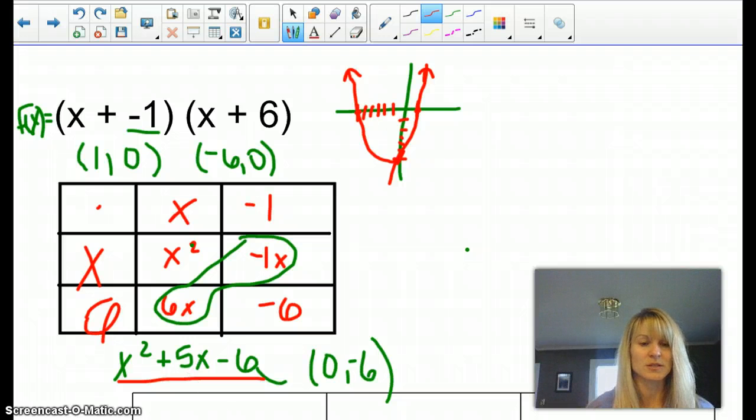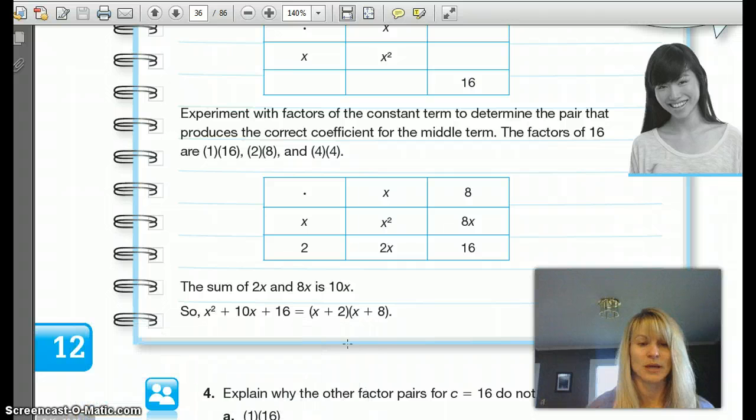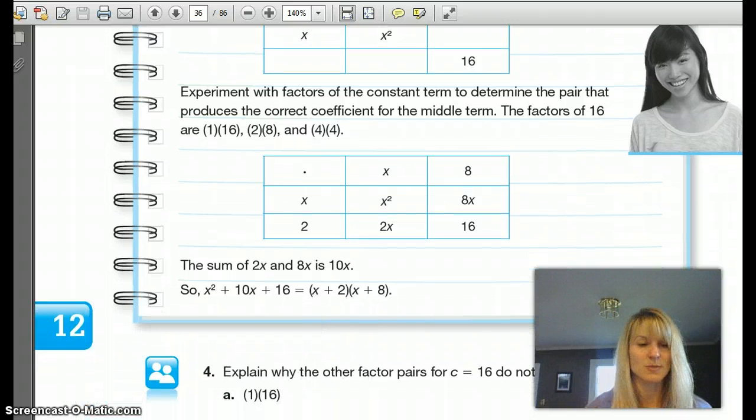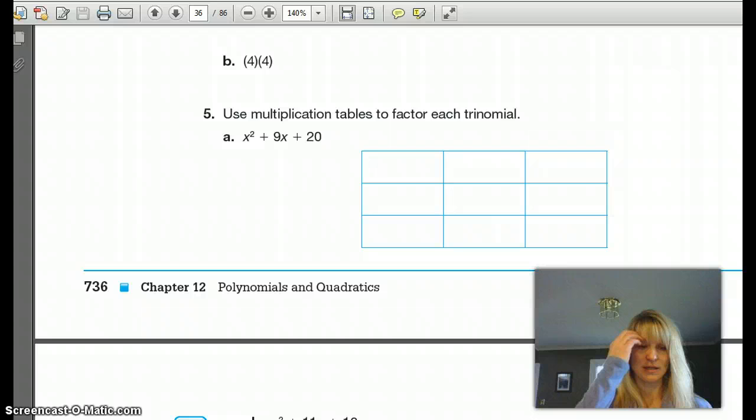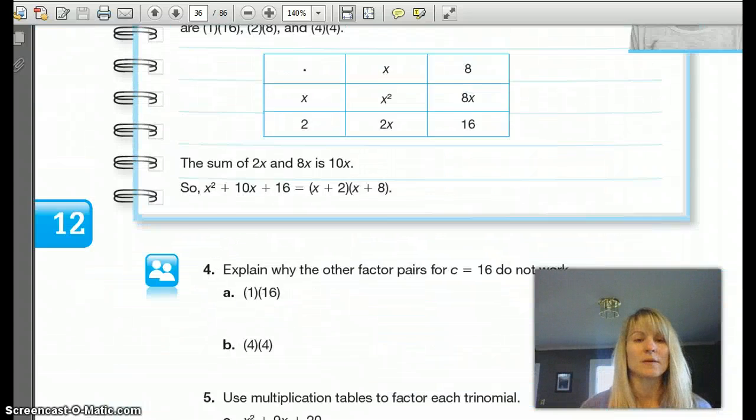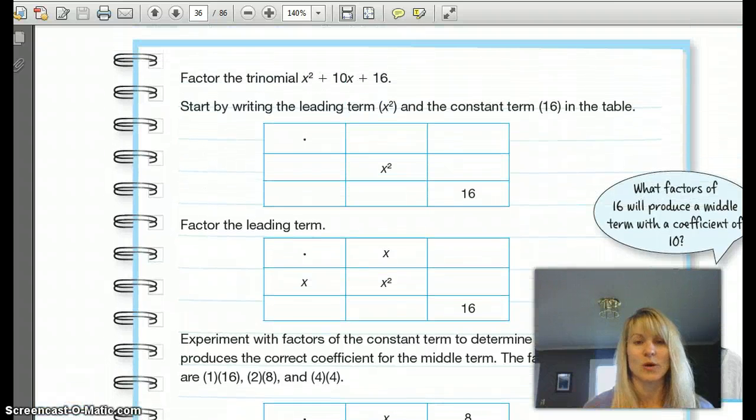So you want to get your textbook open to page, let's see, this is page 736. So pause the video and go to 736. In the book method, it shows you how to take this box method we used to multiply and use that same box method to get back to the binomial we multiplied.